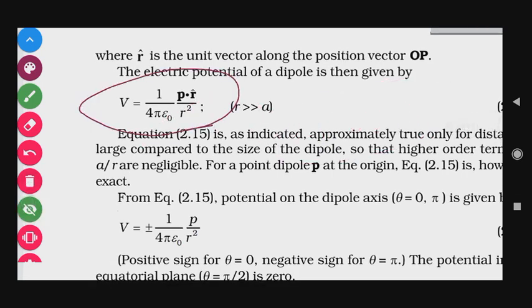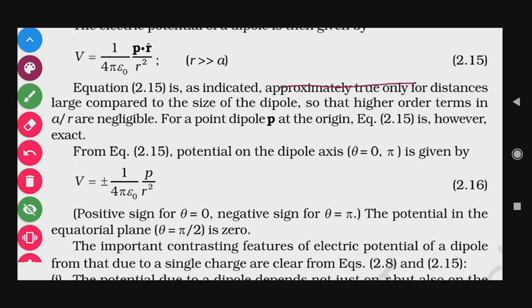Equation 2.15 is indicated as approximately true only for distances large compared to the size of the dipole. So this is only true when the size of the dipole is very small as compared to the distance where we have to find the potential. That's why we omitted the square terms in the derivation. However, for a point dipole P at the origin, the length is very small, a point dipole we have discussed earlier in the previous chapter. So in that case this is exact.